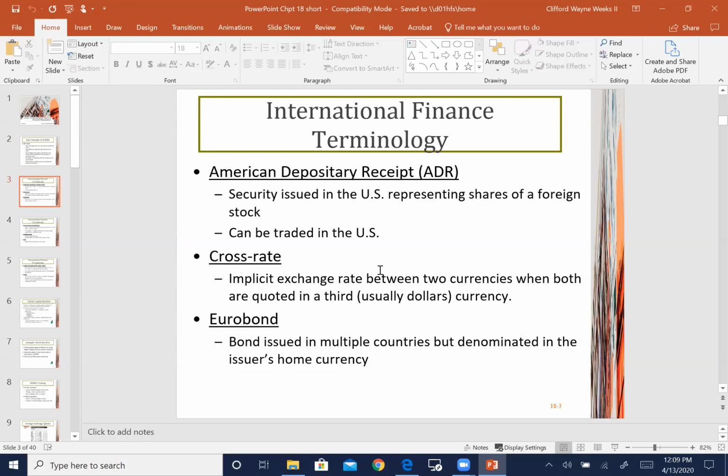And so, as I said, a lot of this is terminology. So, think about how these can be asked in multiple choice questions. American Depositary Receipts, or ADRs, okay, are securities issued in the United States representing shares of a foreign stock. And so, if you go to the U.S. Stock Exchange and you purchase a British business, that's basically what we're referring to here. All right, it can be traded in the United States.